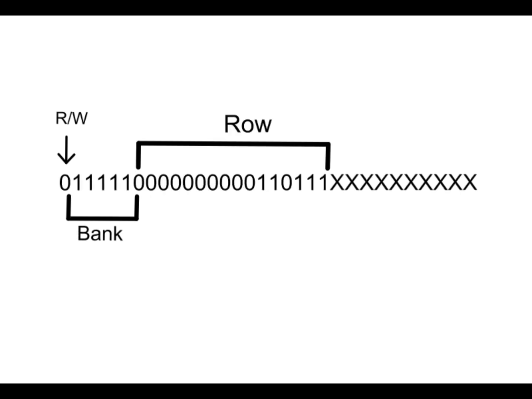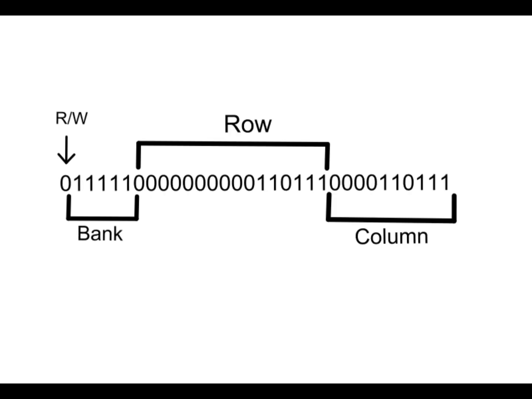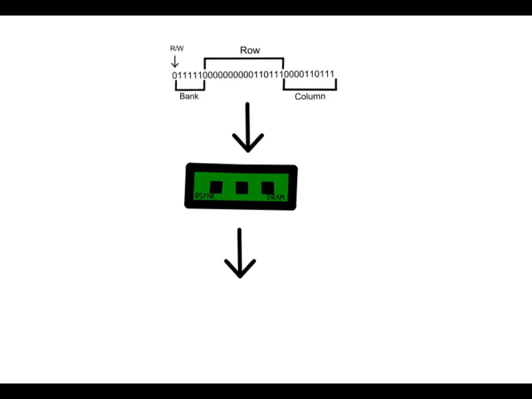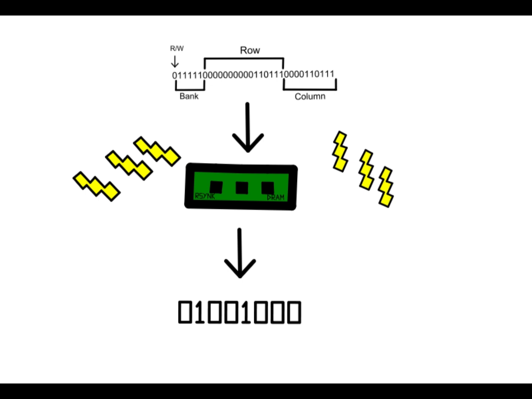The first bit is used for reading and writing, and the first 5 bits specify which bank the data is in. Most systems have up to 32 of these banks. The next 16 bits are for the row, and the remaining bits are for the column. When this data is passed into the RAM, it'll return 8 bits, the byte at that specific location. Everything gets constantly refreshed by other circuitry. And that's how RAM works.